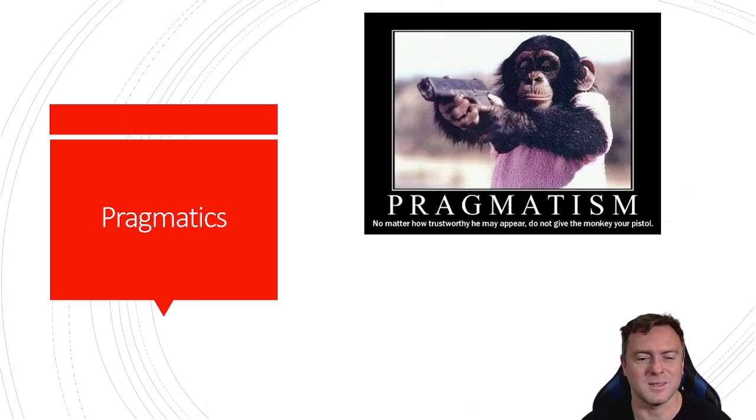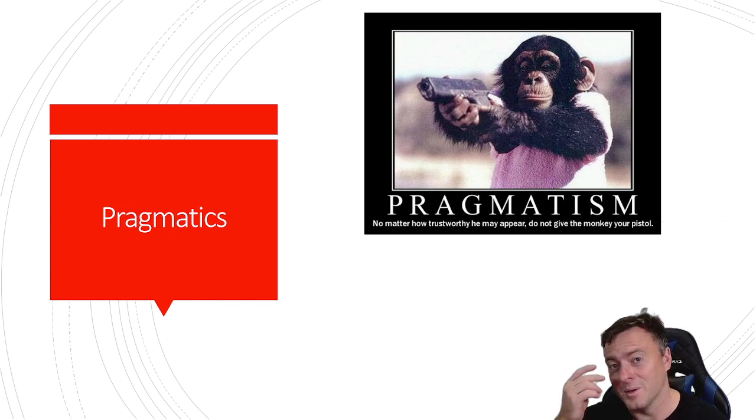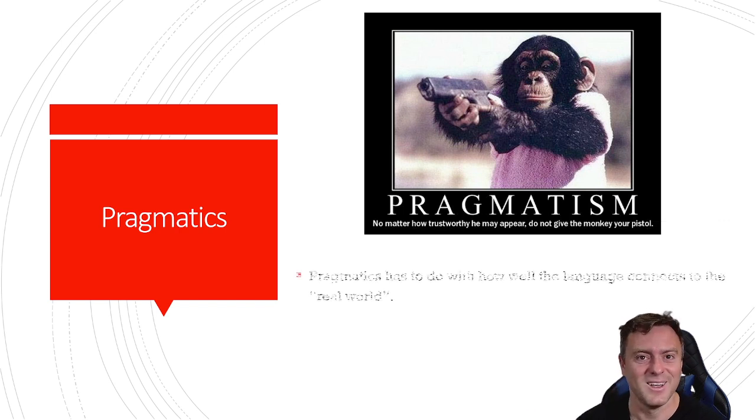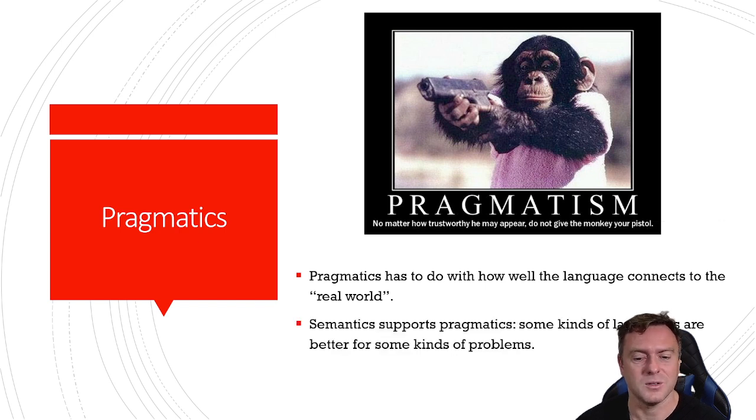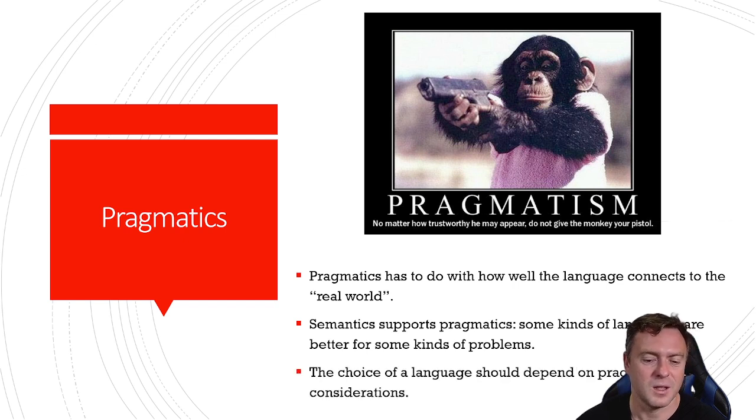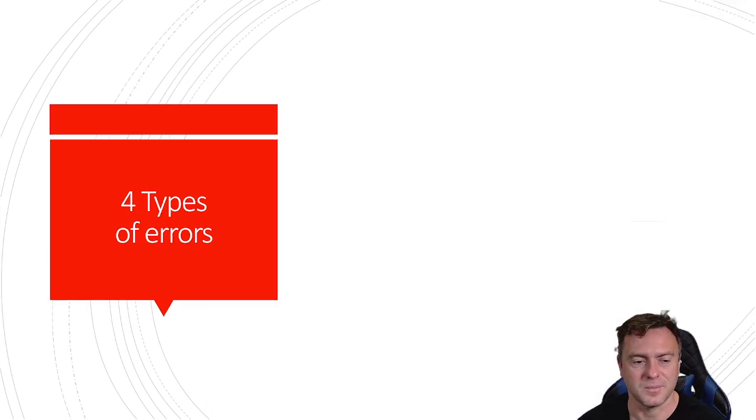The last one is pragmatics. So there's a bit of a meme for you. Pragmatism: no matter how trustworthy he may appear, do not give a monkey your pistol, because it's not pragmatic. So pragmatics has to do with how well the language connects into the real world. So semantics supports pragmatics. Some kinds of language are better for different kinds of problems. For example, if we're doing machine learning, Python's really good for that. Also any data analysis, if we want to quickly pop in the data and see what's happening, any patterns, it's really, really good for that. Whereas if we want to build a game, probably not so good. So the choice of language depends on the pragmatic conditions that you want to evaluate before you get into it.